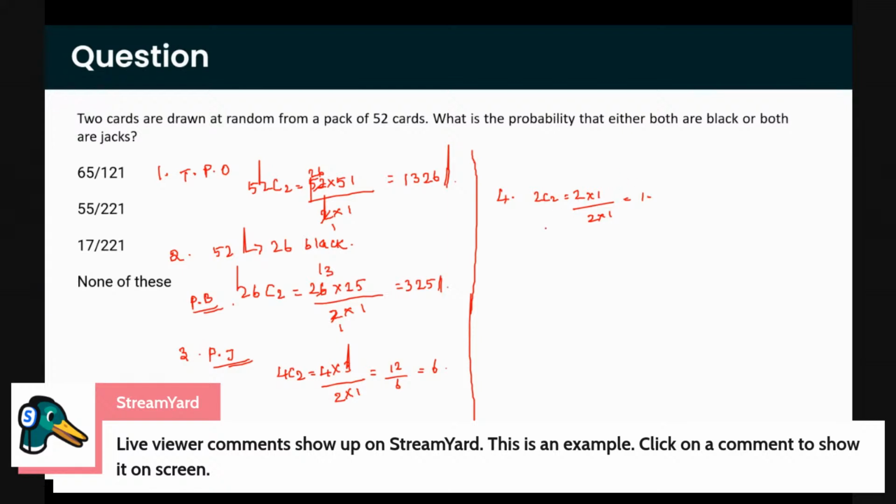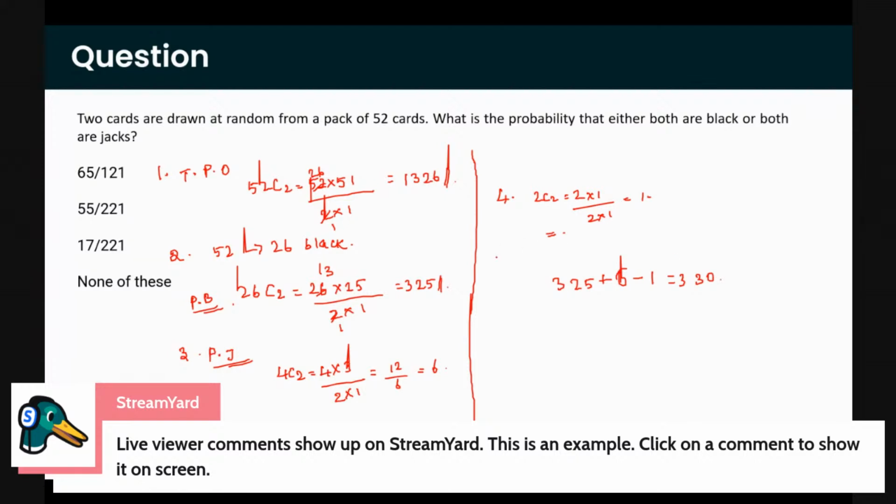So that can be written as 2C2. This is the intersection for both black and both jack. So how can the number of favorable outcomes be written? Both are black is 325, plus both are jack is 6, minus 1. Why did I give minus 1? Because it is common to both, right? That's why 325 plus 6 minus 1, which is equal to 330. These are the number of favorable outcomes.